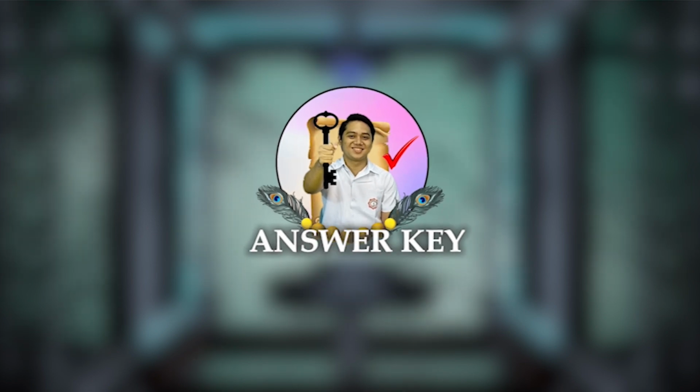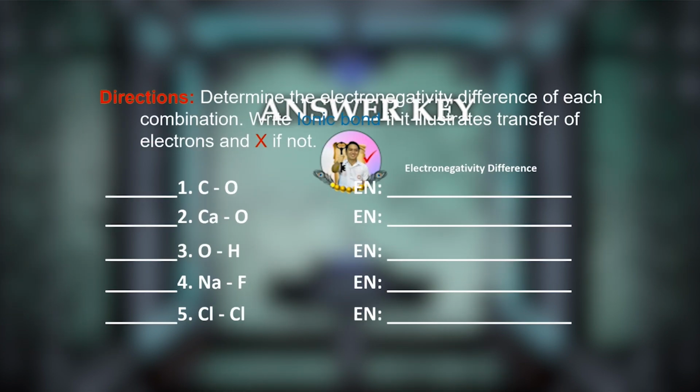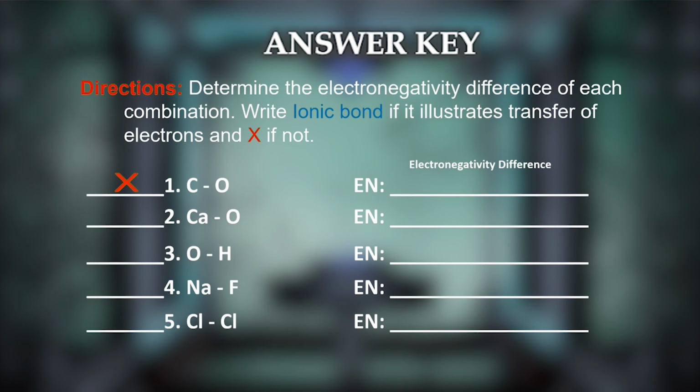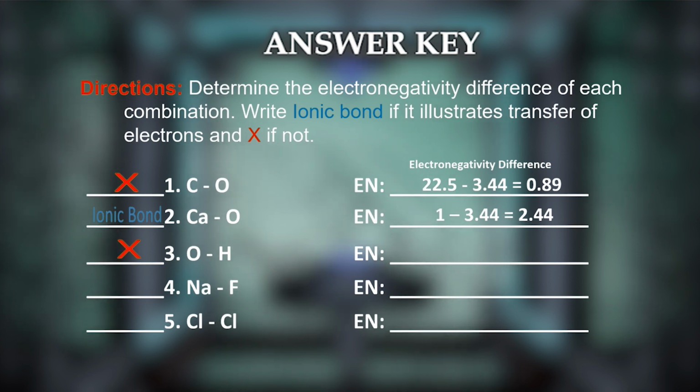Check your answers on the screen. Number 1. X. Electronegativity difference 0.89. Number 2. Ionic bond. Electronegativity difference 2.44. Number 3. X.